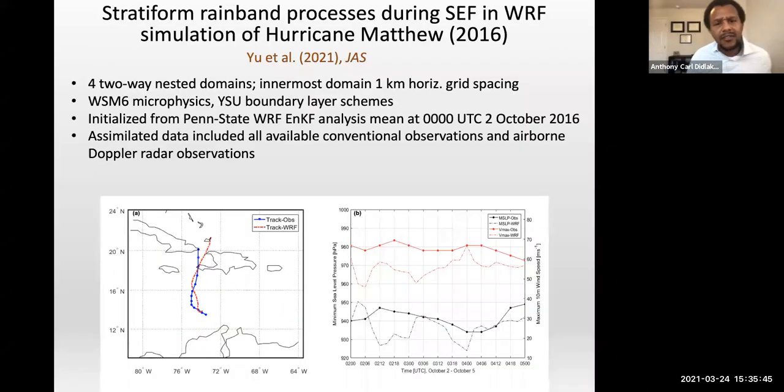All right, so I'm going to finish off by focusing on a study that my former student, Chris Yu, did. This was recently published in January in JAS. What we looked at was a model simulation of Hurricane Matthew in 2016. So this is a WRF model simulation with assimilated data from the WRF EnKF scheme. And this is assimilating all the conventional observations and also the airborne Doppler radar observations that were collected.